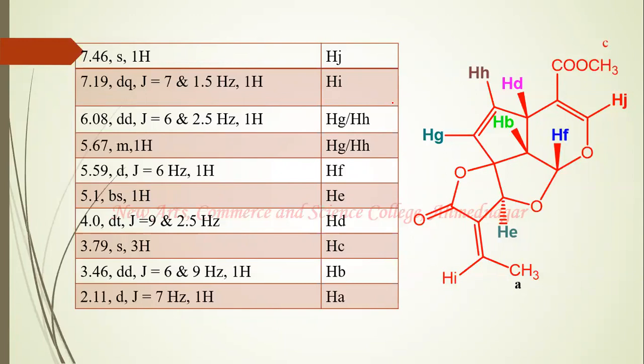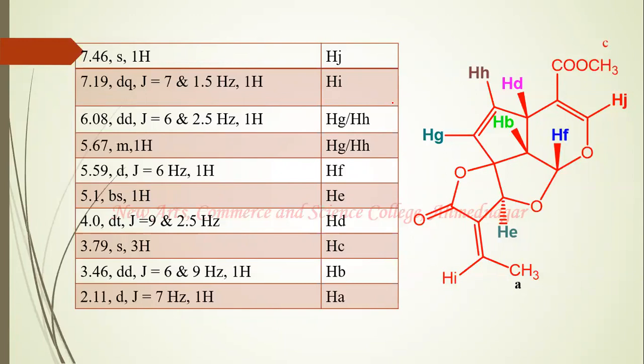So whenever such a type of problem is there, you have to look at the structure first, check what type of protons are there, check which will be more de-shielded protons, which are more shielded protons, and then try to assign the signals. So let us see this data. 7.46 singlet 1 proton is the most de-shielded signal, and 2.11 is the most shielded signal in the data. So I will start with the most de-shielded signal, 7.46 singlet 1 proton.